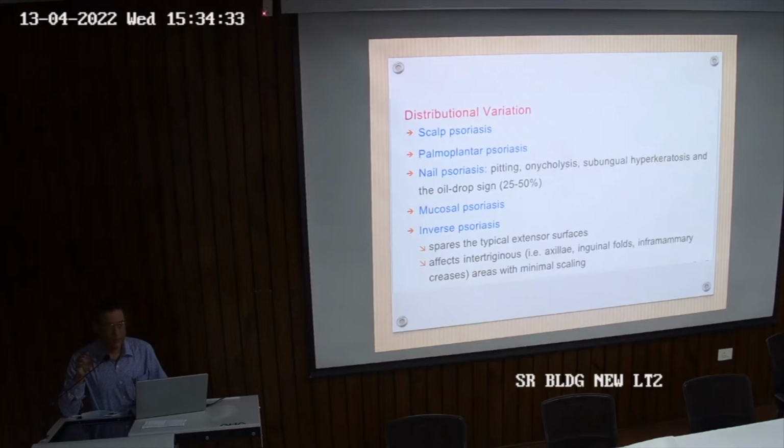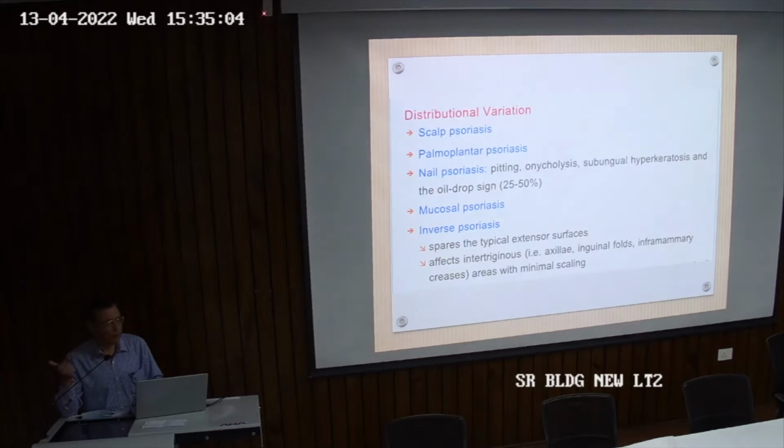So there is subungual hyperkeratosis. Finally, they push the nail upward and finally it comes out from the bed. This is onycholysis. Subungual hyperkeratosis, as the name suggests, is a collection of debris below the nail. And the oil drop sign is seen in 25 to 50%. In the nail, you will see an oil drop below the nail. So all these lesions you will see when you come for posting in dermatology.